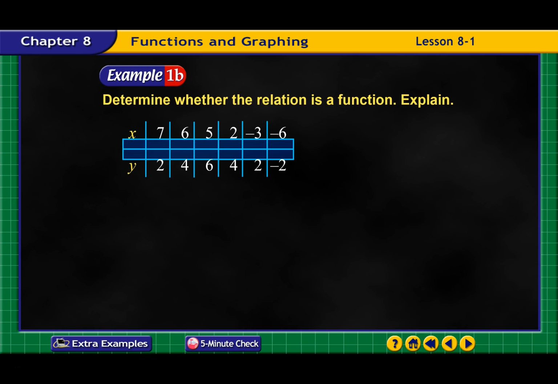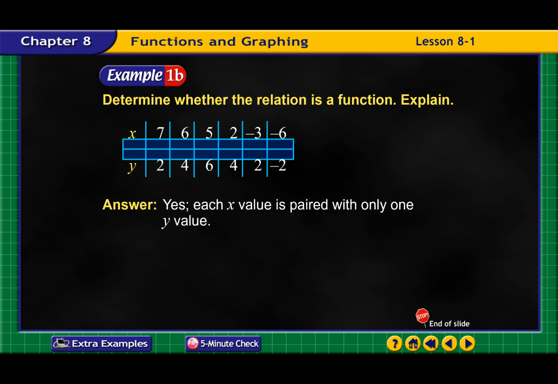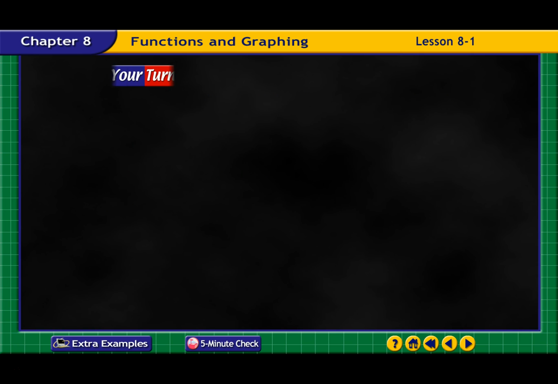Determine whether this is a function. That is a terrible looking graph. Oh well. So I start looking. Are there any repeats in the x values? 7, 6, 5, 2, 3, 6. I do not see any repeats, so that means they're all going. It doesn't matter what the y values are. It's only the x to determine if it's a function or not. So yes, each x value is paired with exactly one y value.